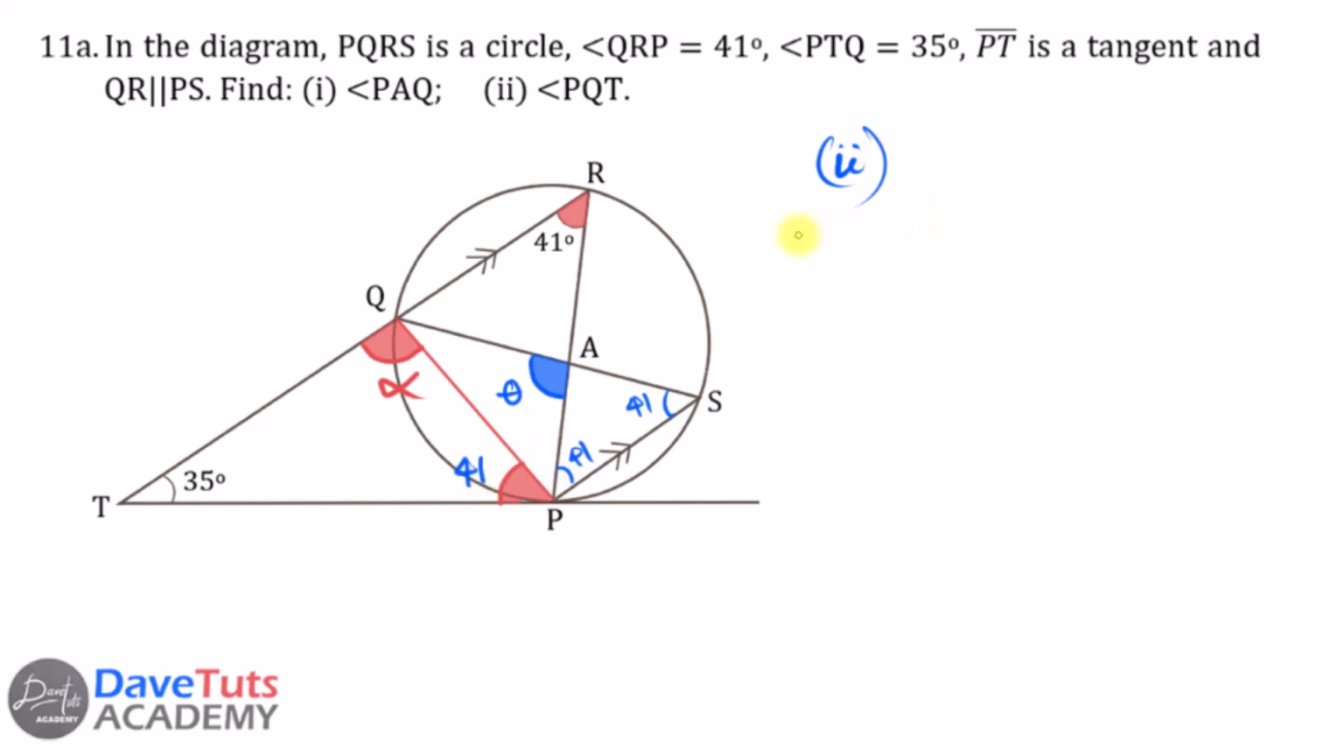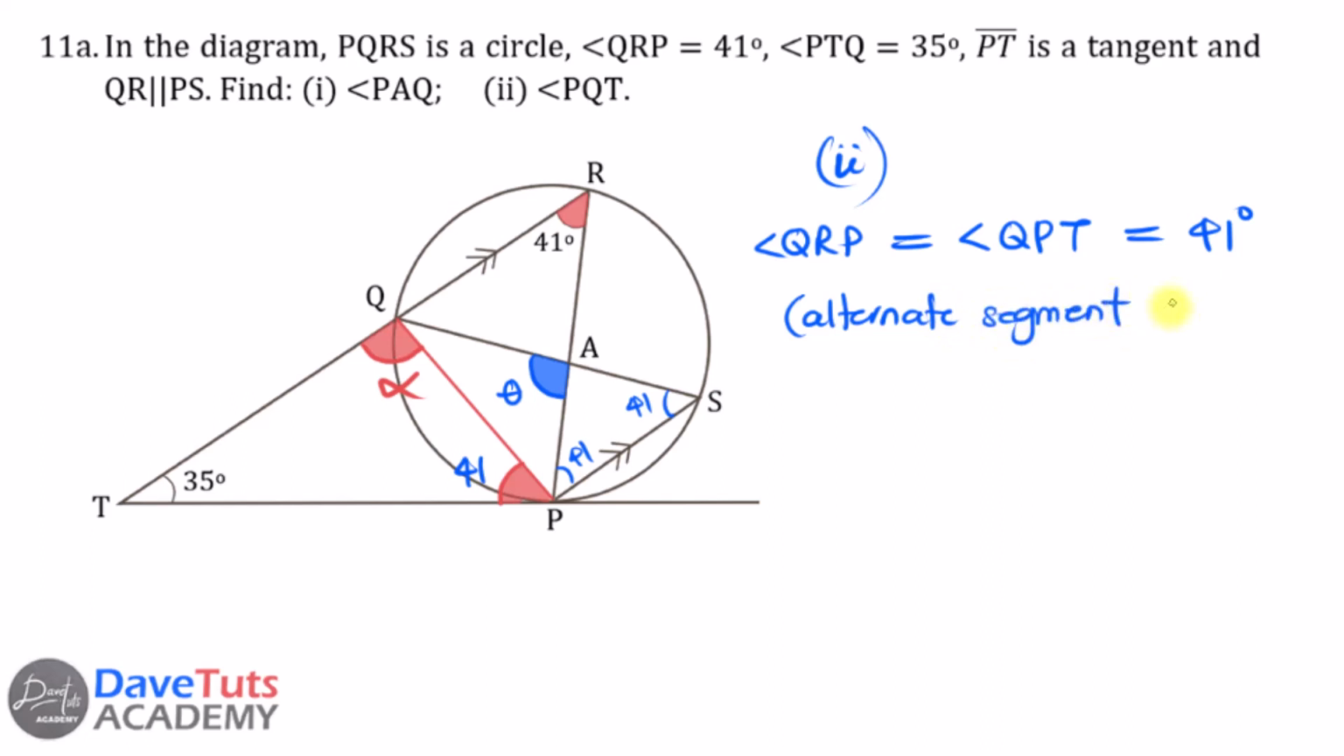And why am I saying that? Let me just write it out: I'm seeing that angle QRP is also equal to angle QPT, and the value is nothing but 41 degrees because of the alternate segment theorem. That's one of the theorems in circles that is going to be useful for us: the angle between the chord and the tangent of a circle is equal to the angle in the alternate segment. So that is what we are putting into play like this.